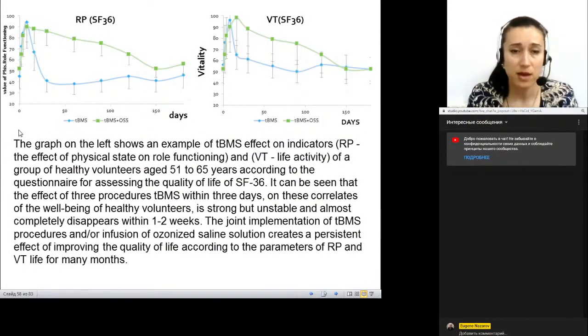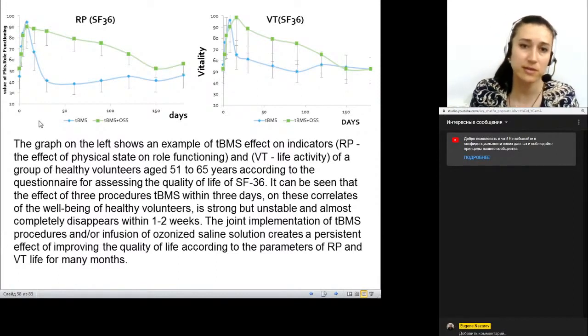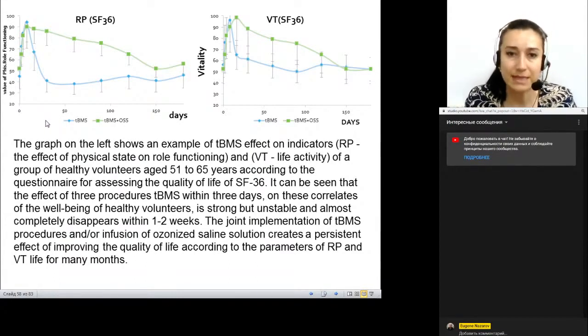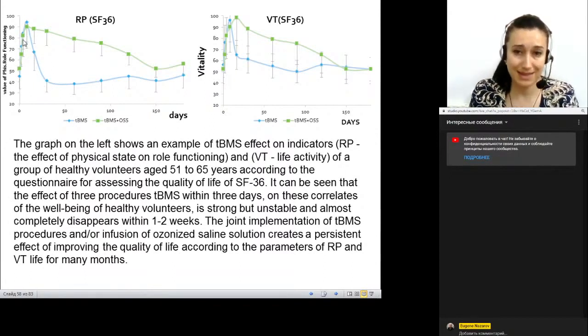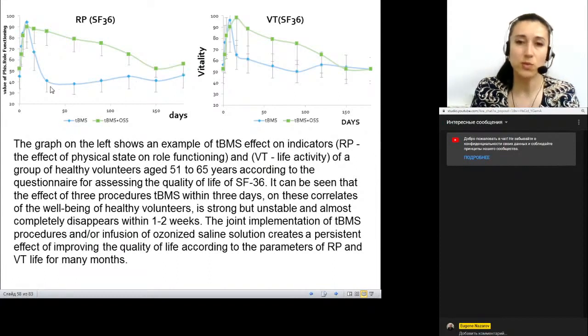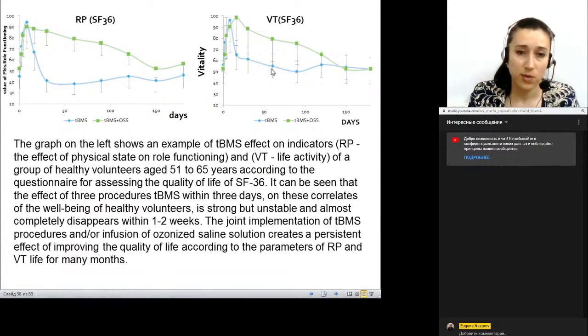So here you can see the graph on the left showing an example of this procedure's effect on the indicators of the effect of physical state on role functioning and life activity of a group of healthy volunteers aged from 51 to 65 years old, according to the questionnaire for assessing quality of life. It can be seen that the effect of 3 procedures within 3 days on these correlates of well-being of healthy people is strong but unstable and almost completely disappears within 1-2 weeks. The joint implementation of this procedure together with the infusion of ozonized saline solution creates a persistent effect of improving the quality of life according to the parameters of the effect of physical state and life activity for many months, for a long time.